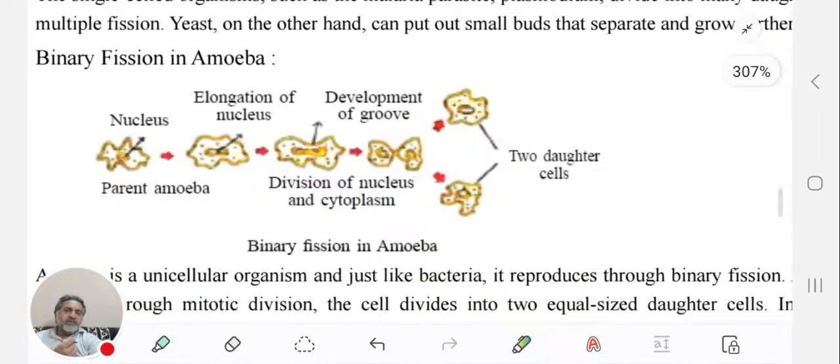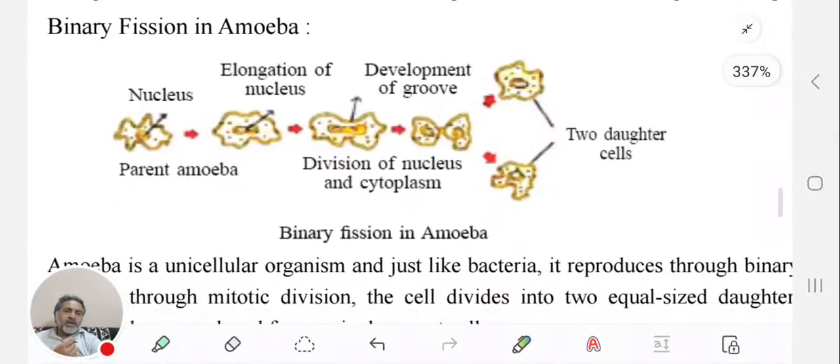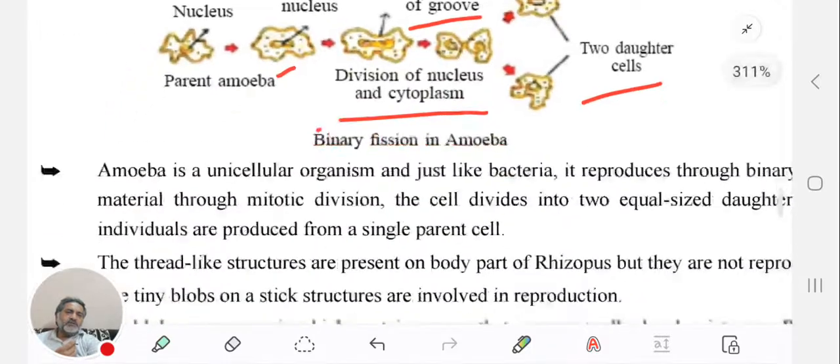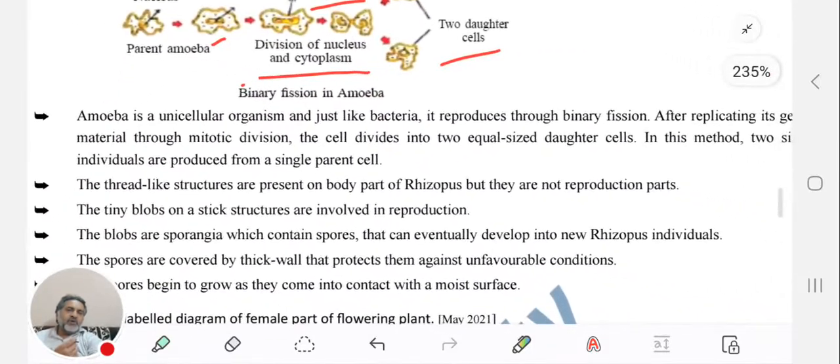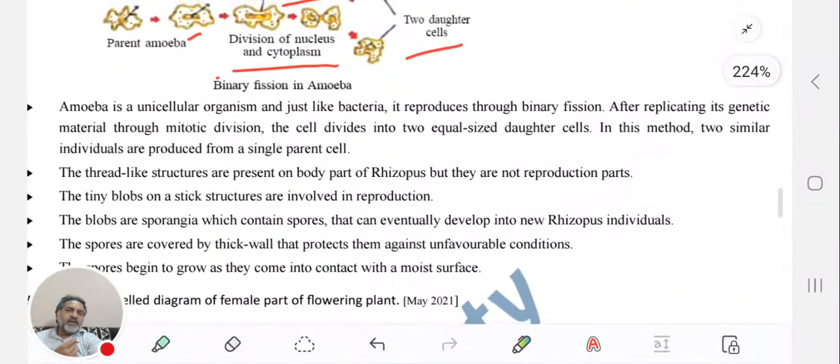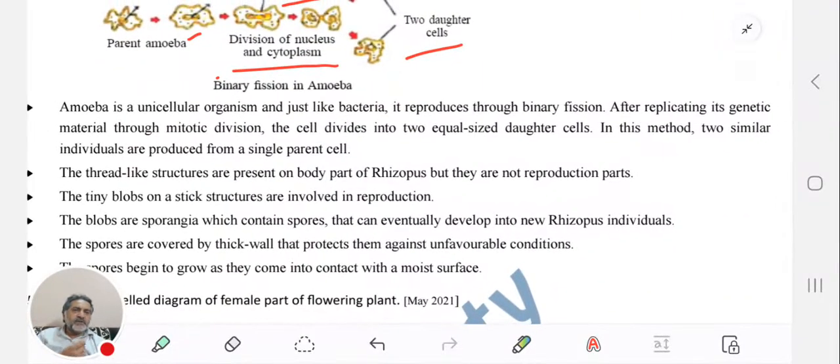Binary fission in amoeba: parent amoeba, then elongation of nucleus, development of constriction, division of nucleus and cytoplasm, and two daughter cells. Amoeba is a unicellular organism, and just like bacteria, it reproduces through binary fission. After replicating its genetic material through mitotic division, the cell divides into two equal-size daughter cells.